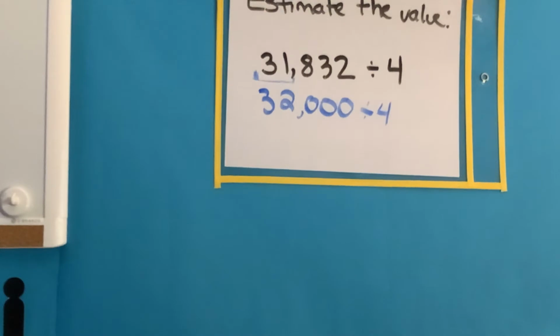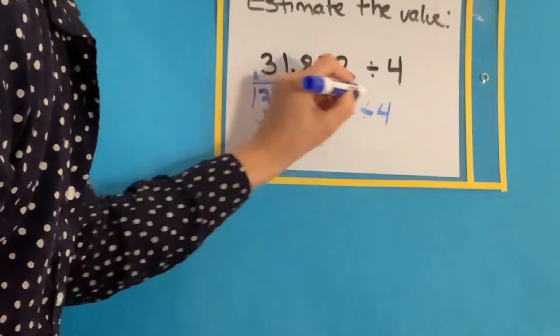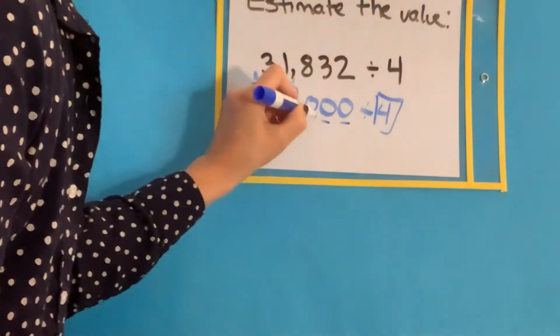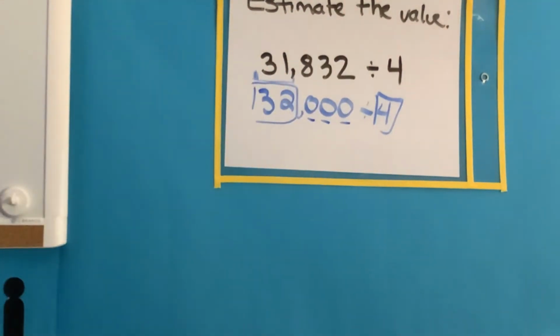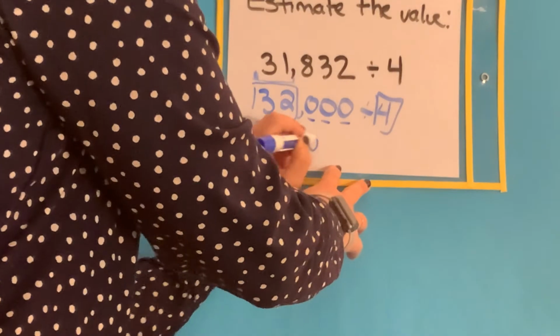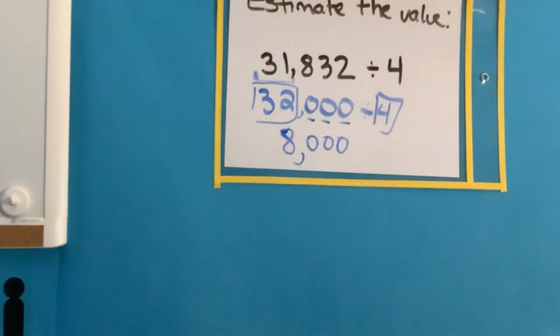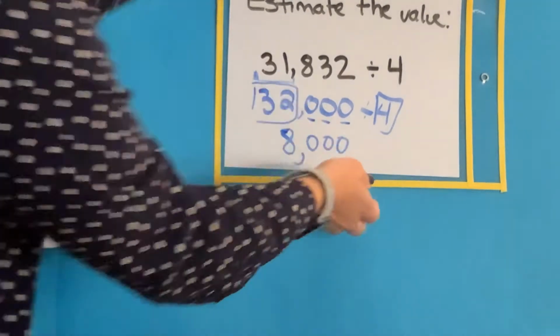32,000 divided by 4. Now remember, we can just do our division and then add our zeros. So 32 divided by 4, that's a math fact we should know. Okay, 32 divided by 4 is 8, and then we add our zeros. So your estimate should have been 8,000. This is our closest, best estimate for this problem.